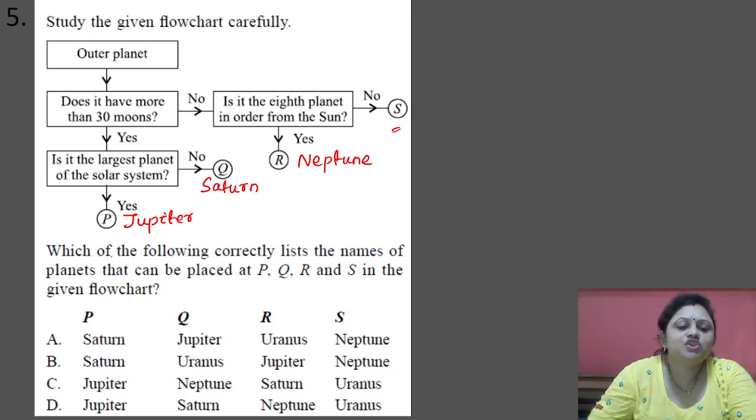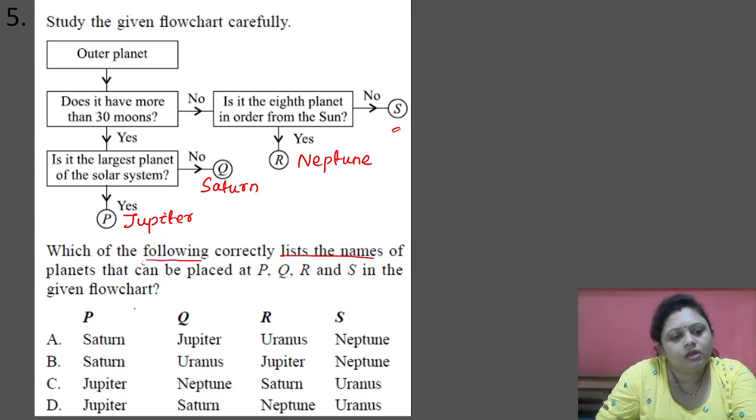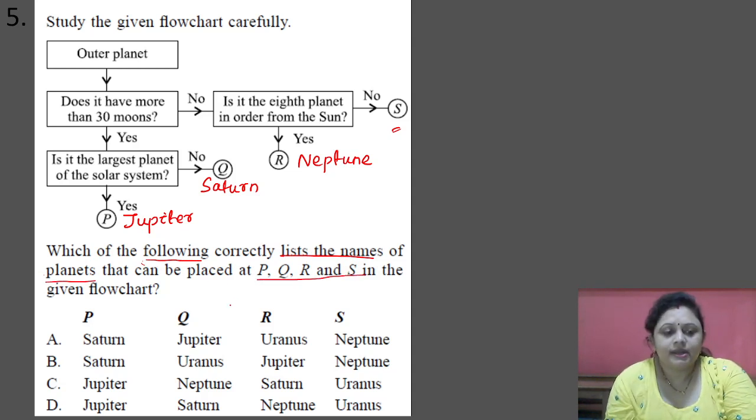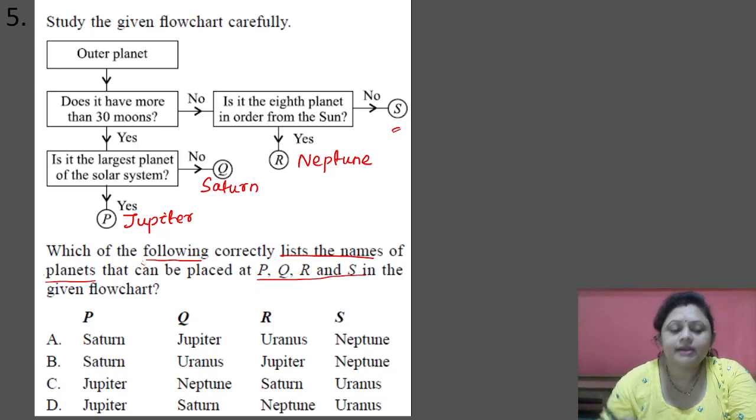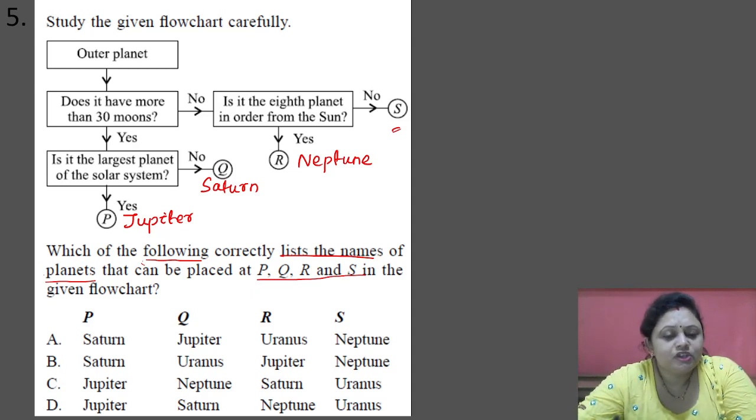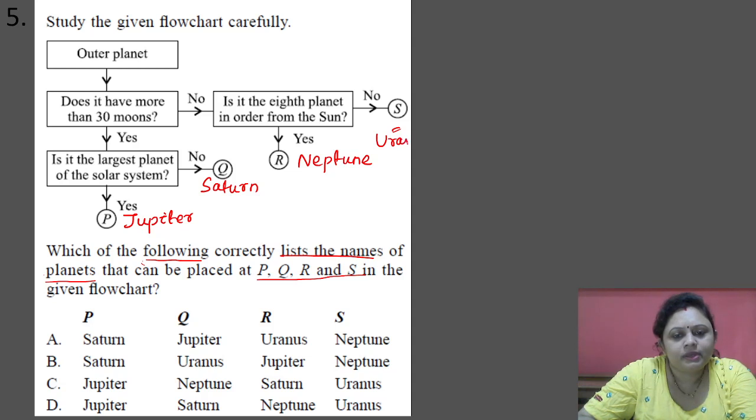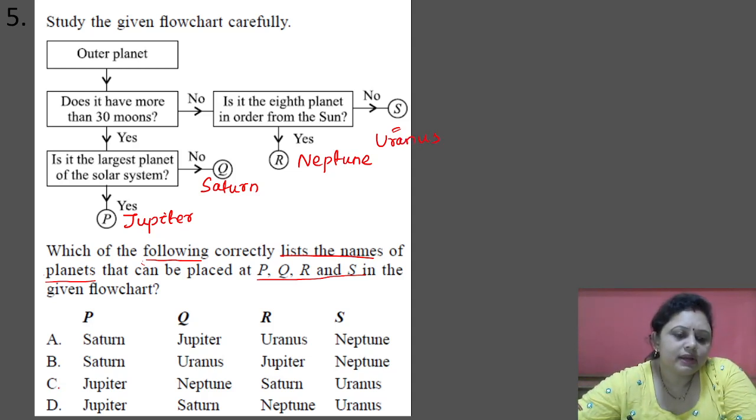Okay. Next, which of the following correctly lists the names of the planets that can be placed at P, Q, R and S in the given flowchart? Options for P, Q, R, S are: option A, Saturn, Jupiter, Uranus, Neptune. B, Saturn, Uranus, Jupiter, Neptune. C, Jupiter, Neptune, Saturn, Uranus. D, Jupiter, Saturn, Neptune, Uranus. So here we know that P, Q, R are Jupiter, Saturn and Neptune. So this S could be Uranus. Okay. So the correct answer is option D.